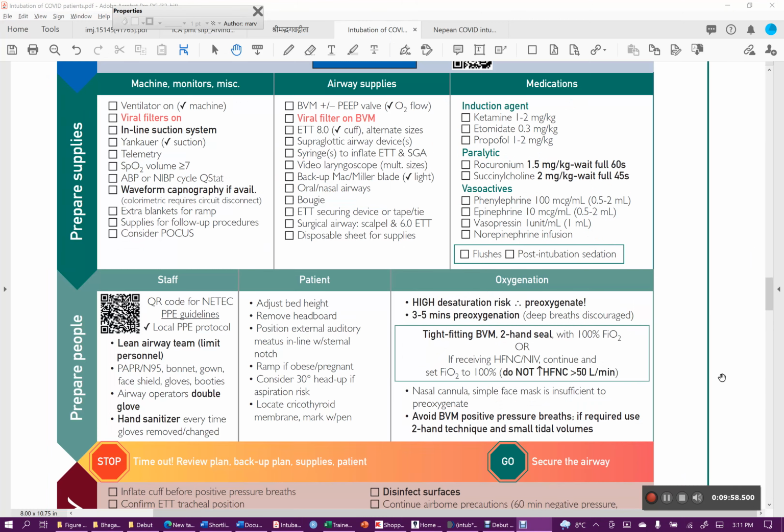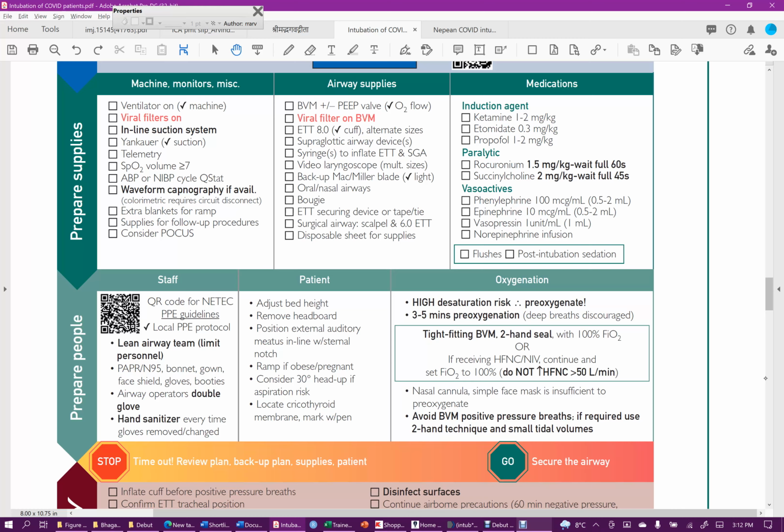Then in the Mayo Clinic published document, all of these are the planning and the preparation of the supplies. You'll have to have a checklist to talk about the ventilator, the viral filters, etc. See here, waveform capnography is preferable, because colorimetry means you need to disconnect the circuit. You don't want to do that. That's number one. Also, I try to use waveform capnography whenever I have even 5 minutes of preparatory time, which is virtually all the time, because it's the best way of checking whether the endotracheal tube is in the airway or not.